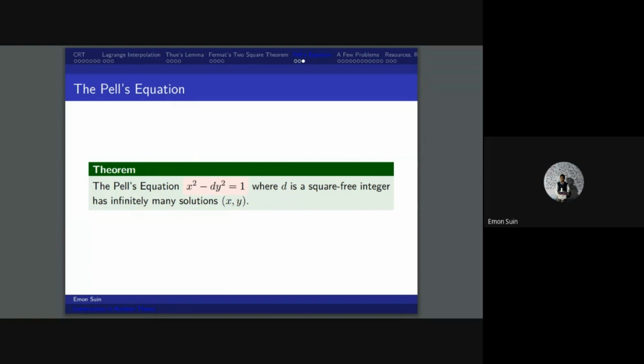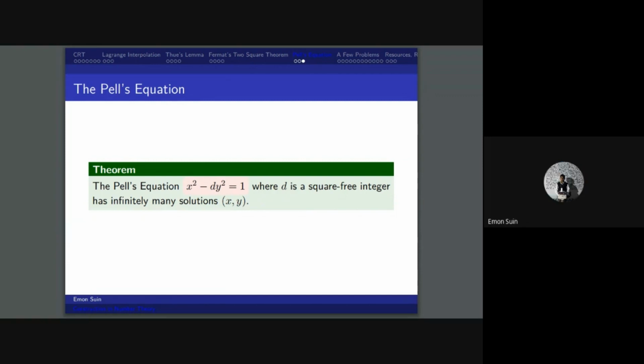We could have taken d as something else, right? If d is not square free, then we would have some x squared minus k squared equal to 1, which is not possible. No, that is possible for some. It would be of the form k square plus 1.